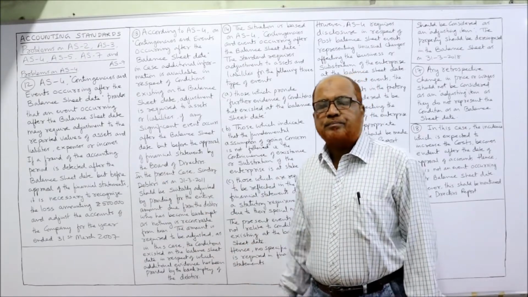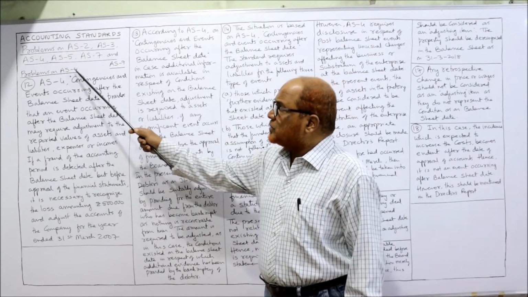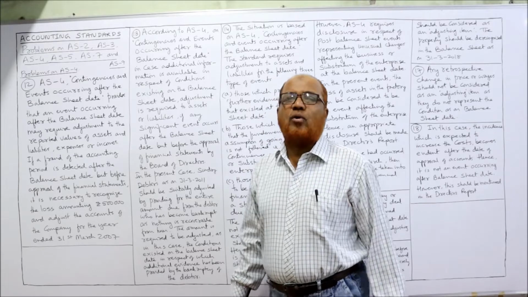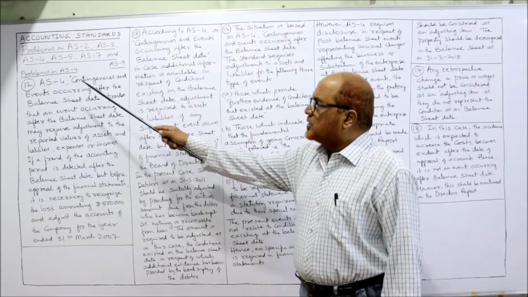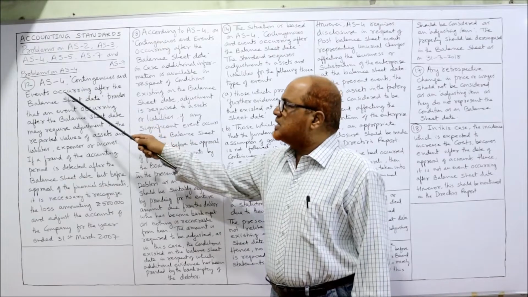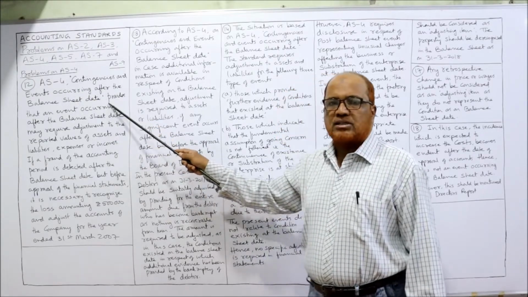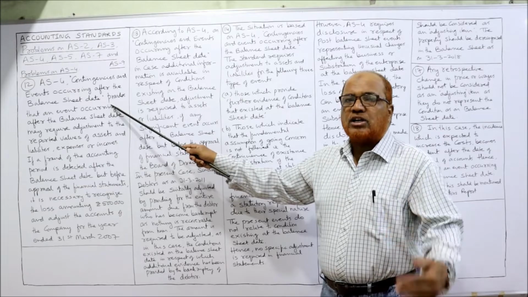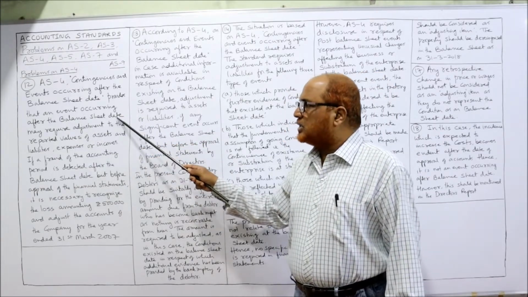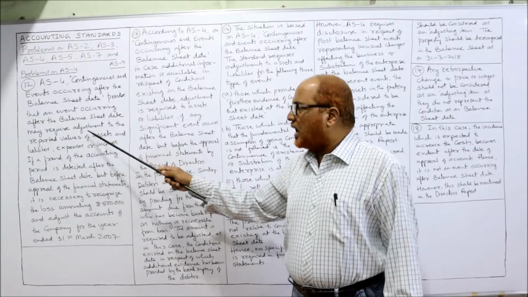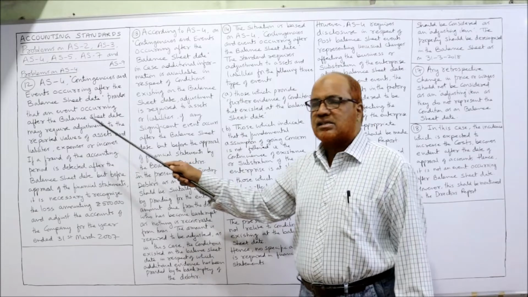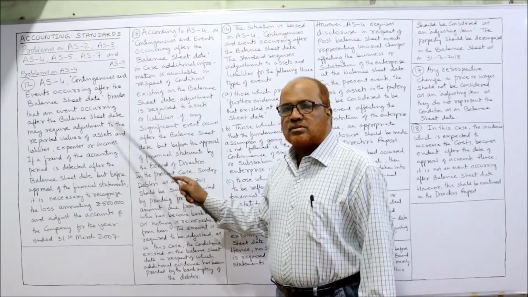Now in our problem, see here, problems on AS4. In this video, only problems on AS4 I am going to explain. So what is the title of AS4? Contingencies and events occurring after the balance sheet date. What does it provide? It provides that an event occurring after the balance sheet date may require adjustment to the reported values of assets, liabilities, expenses or incomes.